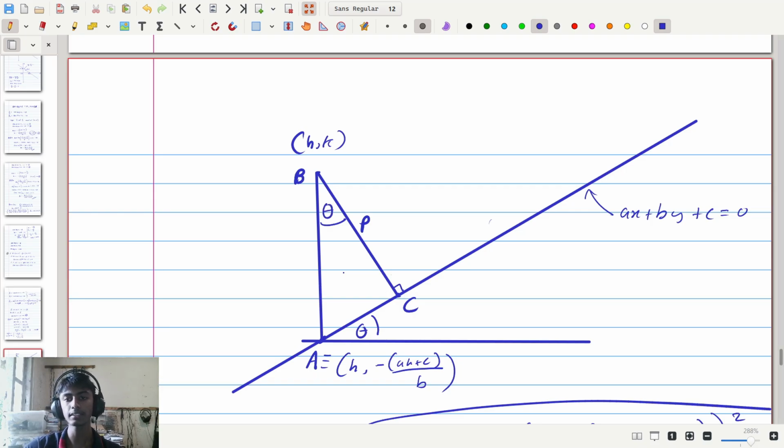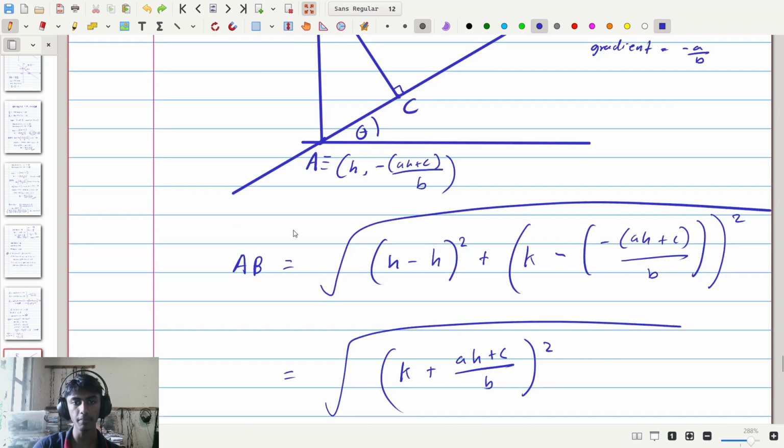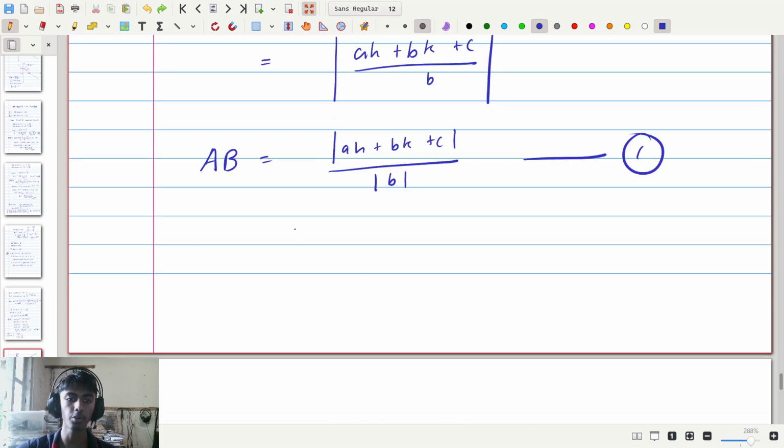Now then, let's consider what the tangent of theta is. From this, we know that the gradient of this line, which we found earlier, is equal to negative a divided by b. If you want proof of that, just rearrange this into y equals mx plus c form. You see that m will be equal to negative a divided by b. Therefore, the tangent of theta must be equal to negative a divided by b.